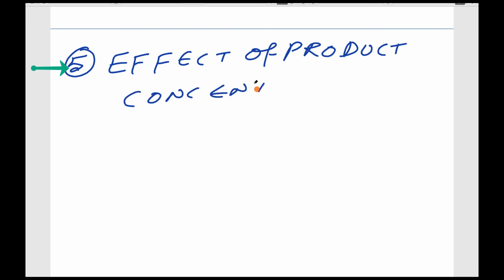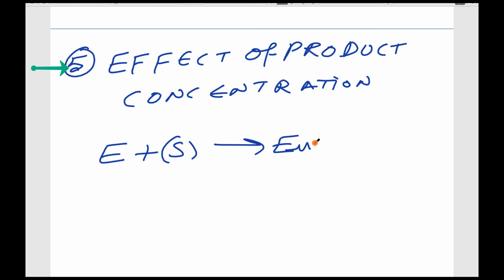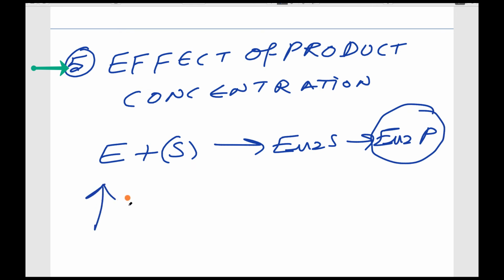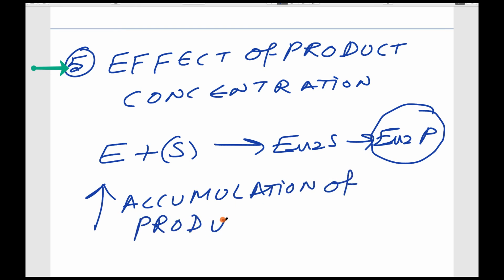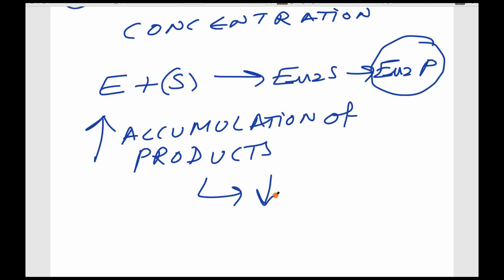What does it mean? Let me explain. Suppose enzyme plus substrate leads to enzyme-substrate complex, then enzyme plus product. So what happens when there is an accumulation of these products? There are no free enzymes. Then what happens? The rate of reaction will decrease.